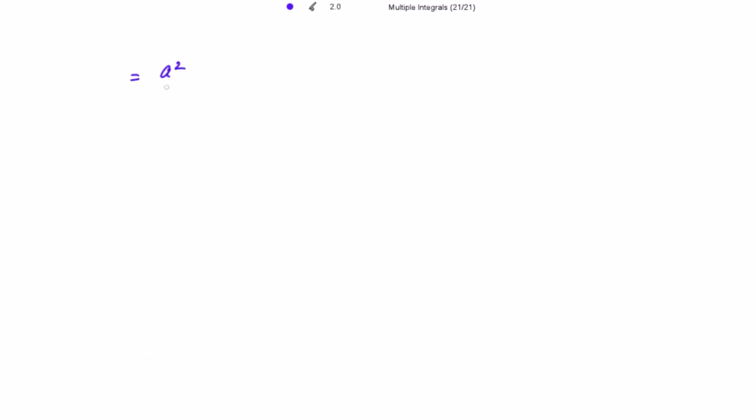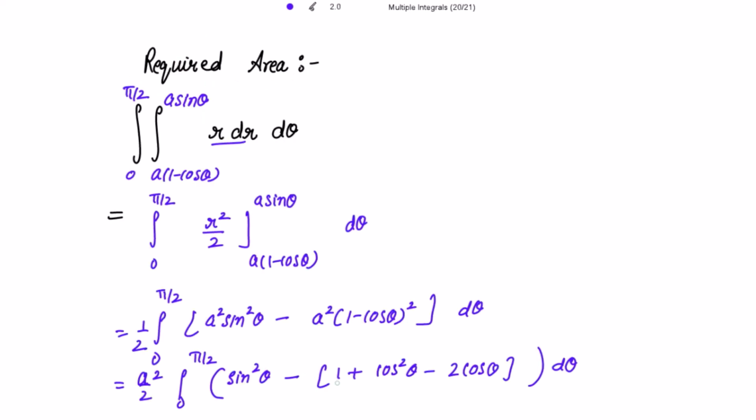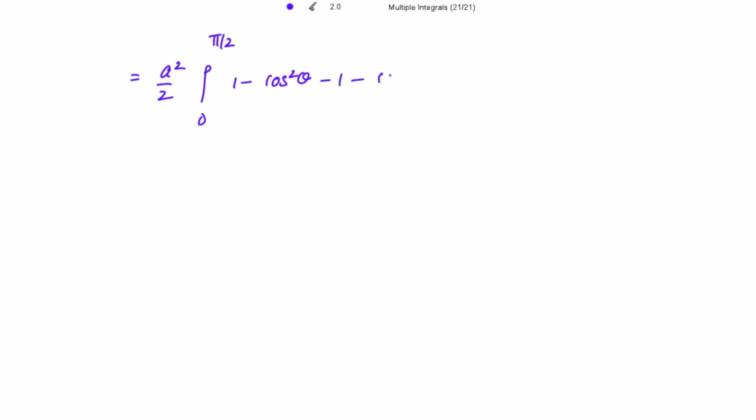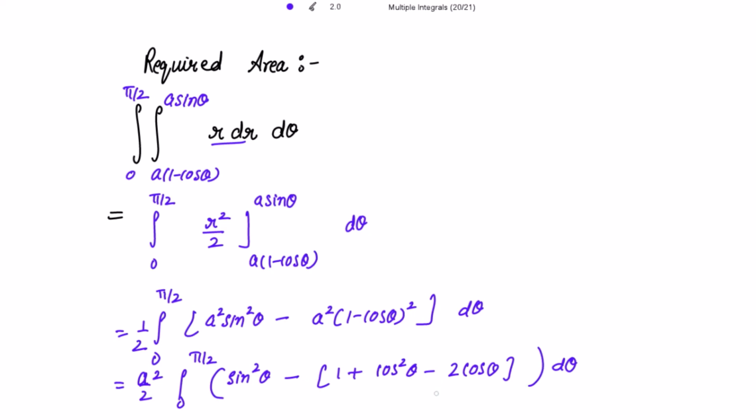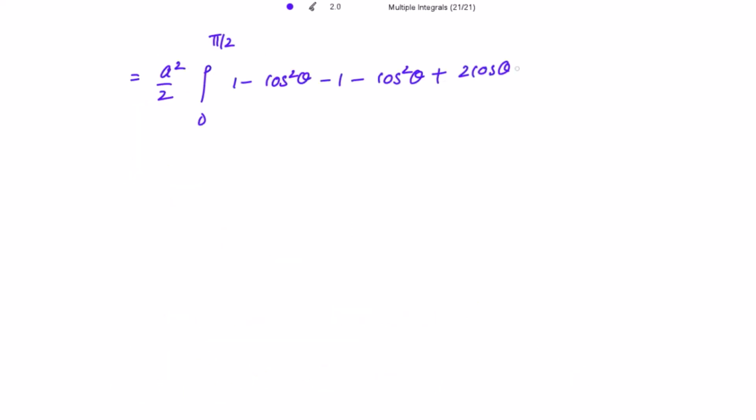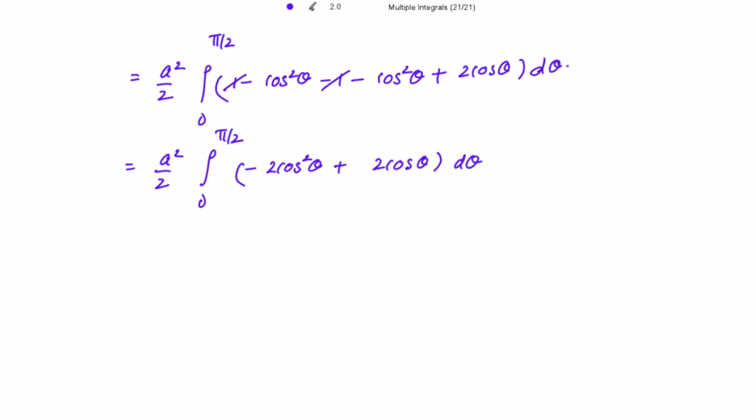So this is equal to a square over 2, from 0 to pi by 2, 1 minus cos square theta, and then minus 1 plus cos square theta, and then this will become positive 2 cos theta, and then d theta. This will vanish, and this is minus 2 cos square theta plus 2 cos of theta d theta. Let me take 2 also outside, then that 2 will cancel out with this denominator 2. So a square remains here, from 0 to pi by 2.